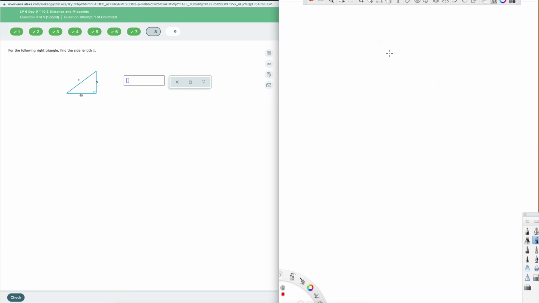So Pythagorean Theorem says if I have a right triangle, which I can see it's a right triangle because it's a little square. So right triangle means it has a 90-degree angle. I can use Pythagorean Theorem, which is a squared plus b squared equals c squared. A and b are the legs.